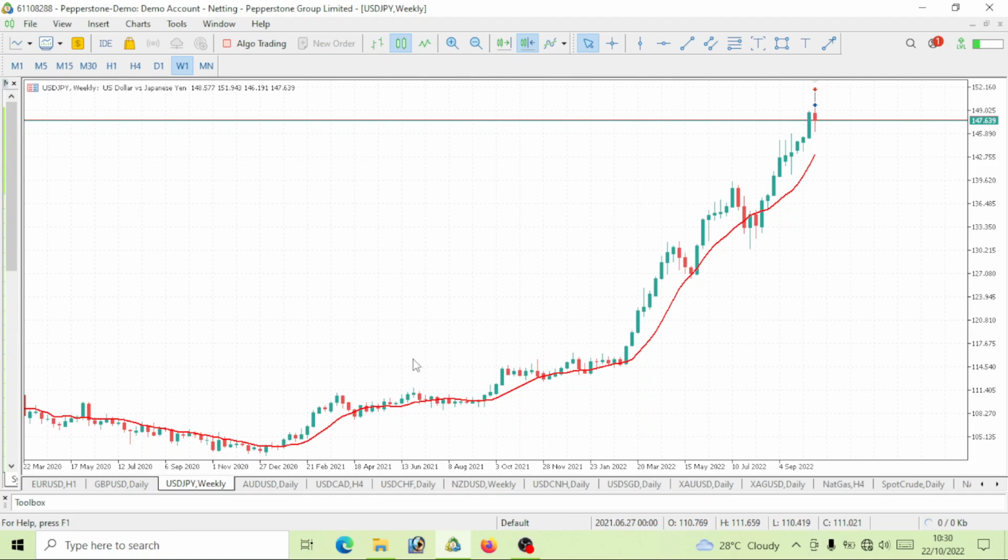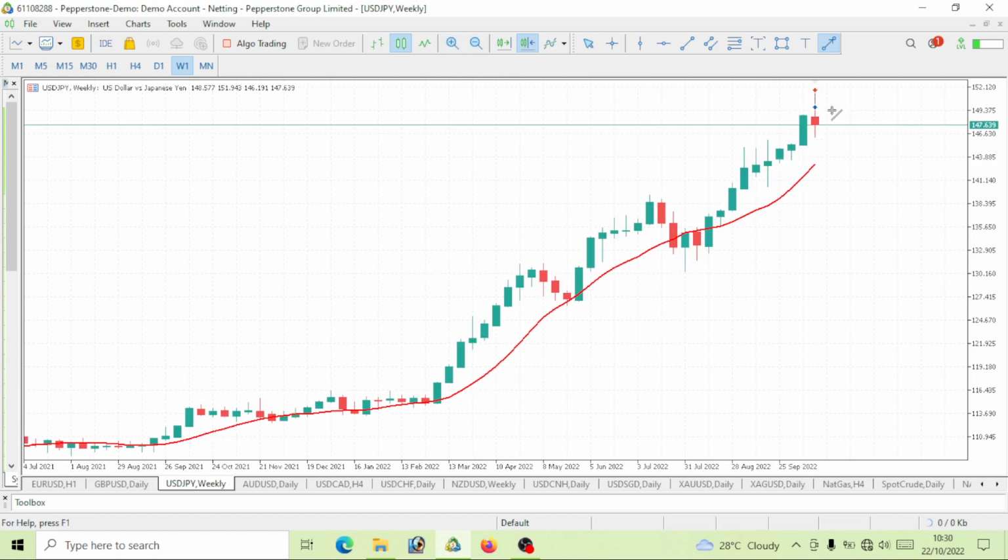I will zoom this price out. What can we see on this USDJPY? A bullish move, right? This is actually a bullish move. Price is still above our 10 period moving average. So we all know the rules of trading moving average. Once our price is above our 10 period moving average, we will continue to go bullish.